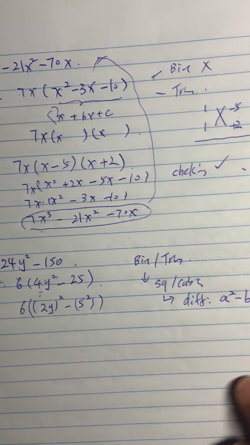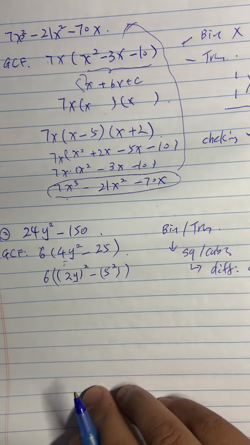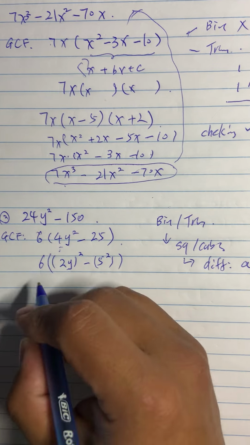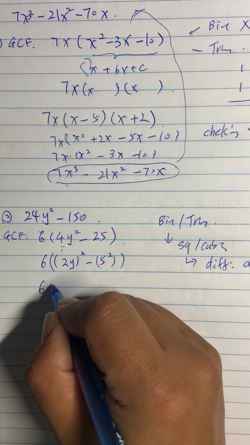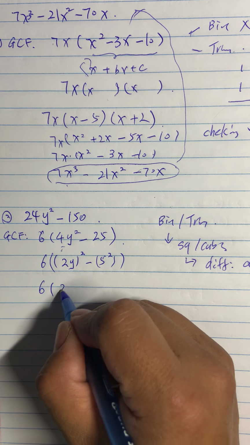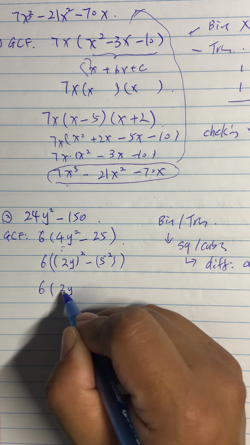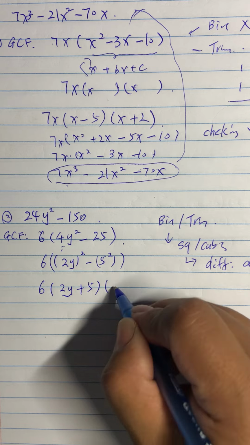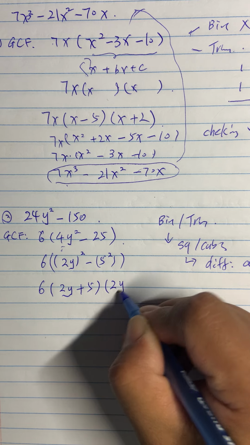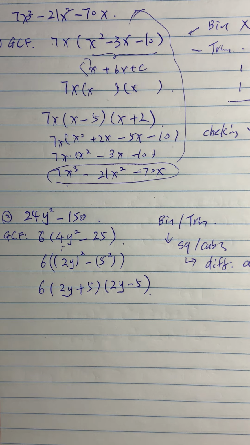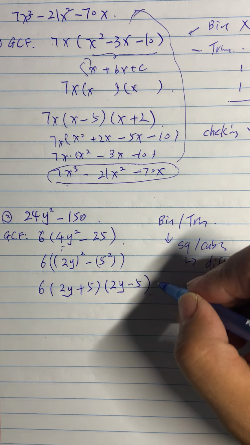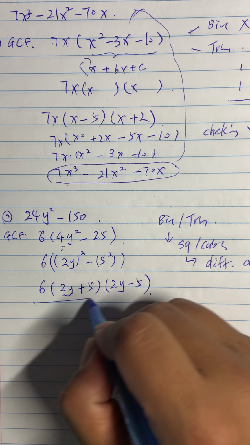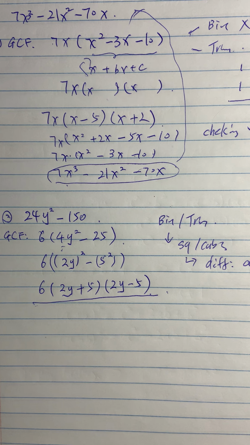Okay, so let's do our question. Keep going. 6 times (2y plus 5) times (2y minus 5). This is the answer for the question. But I tell everyone, you must check your answer again.